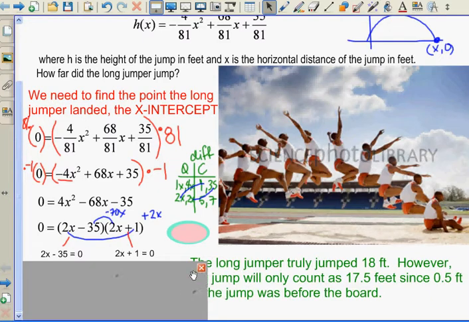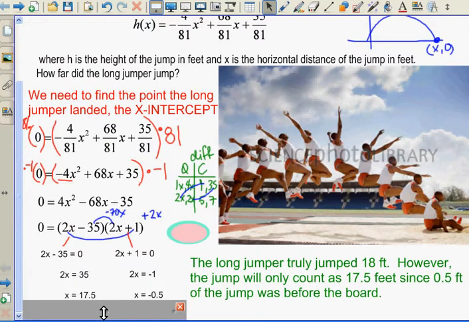Oh, whoops, I didn't want you to be able to see the answer. Oh, well. All right, so if we solve both of those, we get these two answers, 17.5 and negative 0.5. I've got the answer up here. I meant to hide it, but it popped up. So let's talk about that answer.